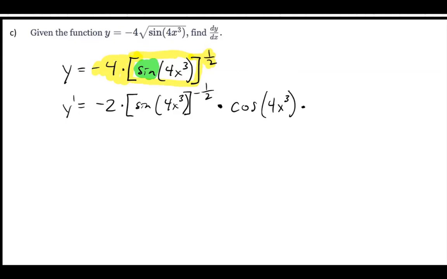Okay. And then the last thing, now I can go to the inside. Now I can go to the most inside function, which is 4x cubed, which will be 12x squared.